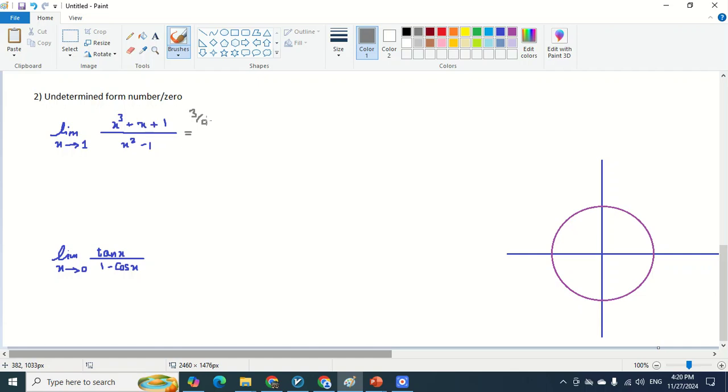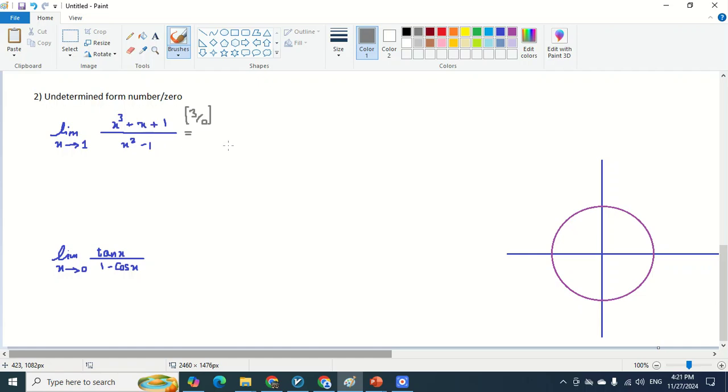Right now the case is not the same as 0 over 0, where we have a 0 factor, and by substituting the value over there and factoring the 0 factors from the expression, we can simplify them and then evaluate the limit. So over here we have a number over 0.